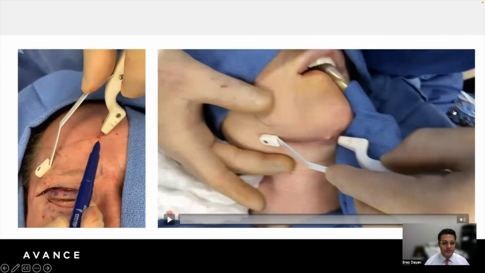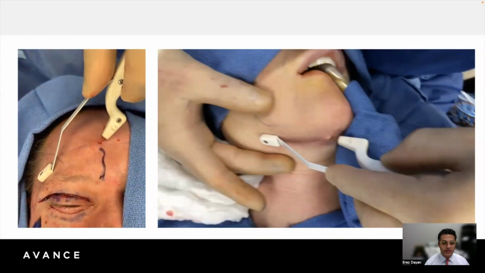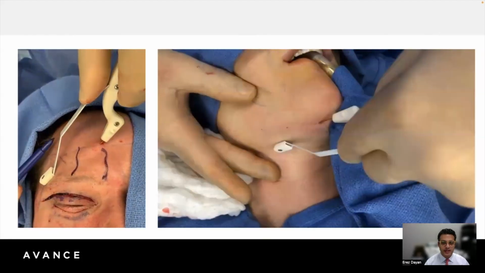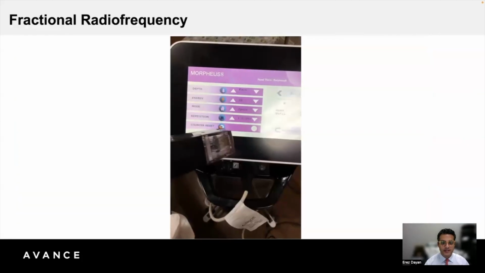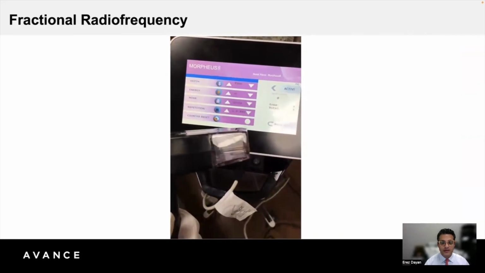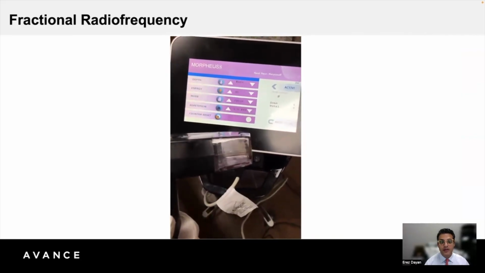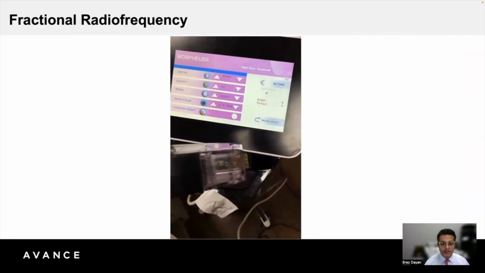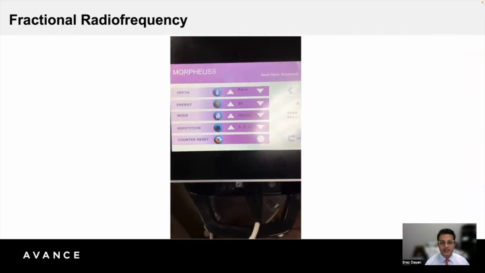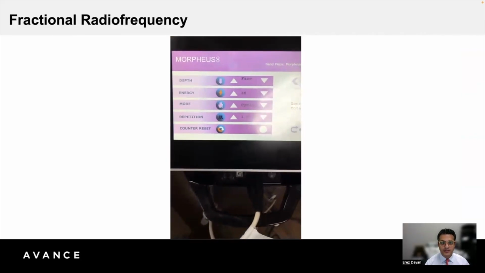There are smaller devices we can use for brow, for jowl, and just isolated submental areas and nasolabial folds. That device in our practice is called the Accutite device. And then oftentimes we'll combine this with a fractionated radiofrequency needling device. Many people call this radiofrequency microneedling.